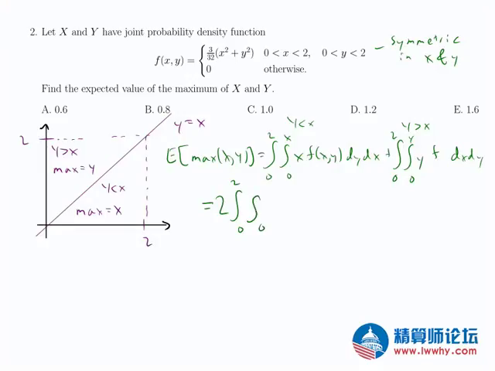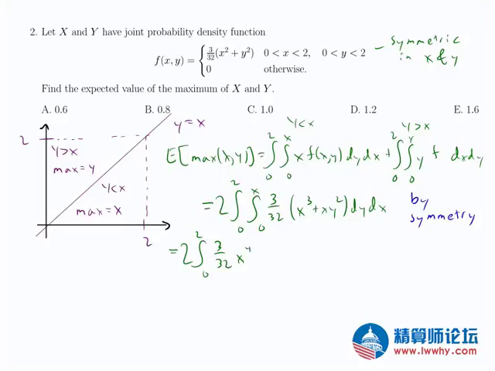Let's just do the first integral, to pick one arbitrarily. So x goes from 0 to 2, y goes from 0 to x, and I'm integrating 3 over 32 times x cubed plus xy squared, dy dx. What are those integrals going to be? Well, the integral of 3 over 32 times x cubed with respect to y, that's a constant as far as y is concerned. So it's just going to be the length of the interval x times that constant I have. So that's going to give me 3 over 32 times x to the fourth. The integral of xy squared is going to give me 1/3 xy cubed, evaluated from 0 up to x, which gives me 1/3 x to the fourth.